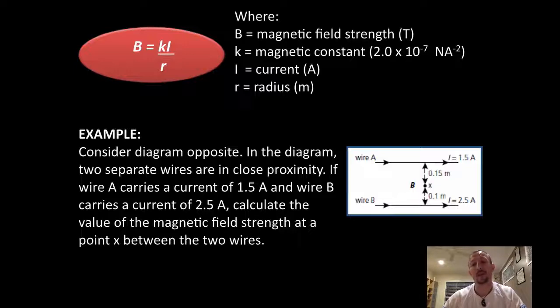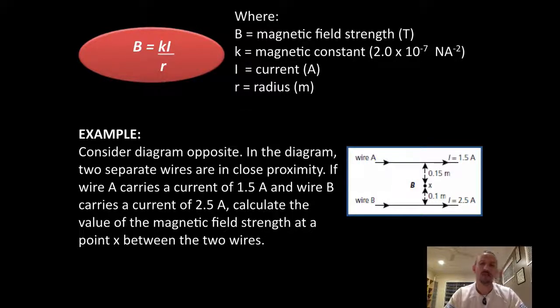Now what's going to happen is we're going to get some interaction between the two wires. The first thing we need to understand is that we can use our right hand grip rule for each wire. If we look at wire A, we use the right hand grip rule. It's going into the page at the bottom of the wire and coming out of the page at the top. Just try that now and see if you can see that scenario. Then look at wire B. The magnetic field will be going into the page at the bottom of wire B and coming out of the page at the top of wire B.